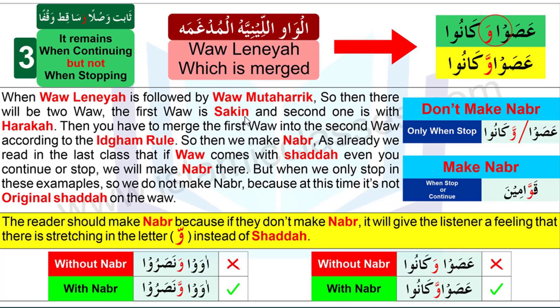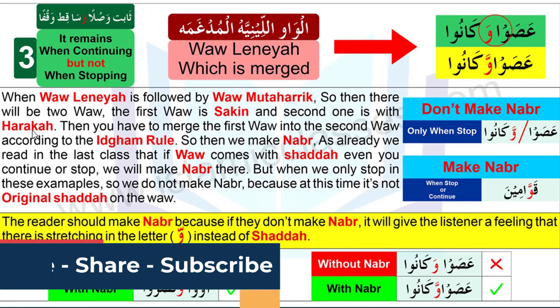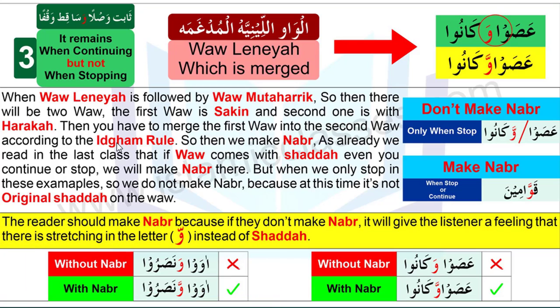The first waw is sakin, okay, which waw has a sukun sign, that waw is called sakin. And the second one is with haraka, that also we are looking, the second waw is coming with fatha sign on it. Then you have to merge the first waw into the second waw according to the idgham rule. So what is the idgham rule? So idgham rule is if the first letter is sakin letter and the second letter is mutaharrik letter, like with fatha, kasra or dhamma, so you have to merge the first letter into the second letter. So this is called idgham rule.